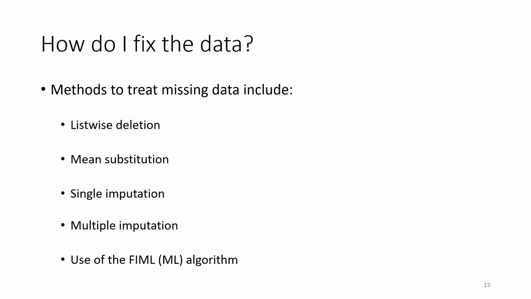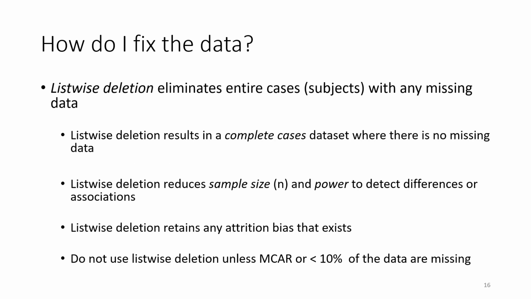In the next slides, I describe 5 different treatments for missing data, and they are listwise deletion, mean substitution, single imputation, multiple imputation, and use of the FIML or ML algorithm in certain kinds of statistics. So those are the 5 methods that I will describe in some detail in the following slides.